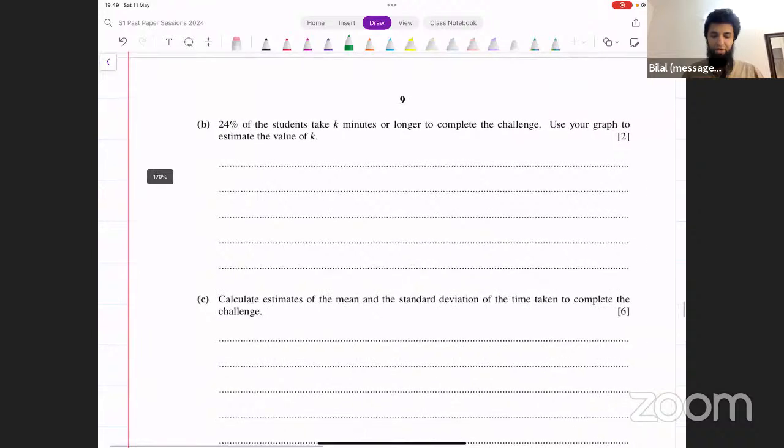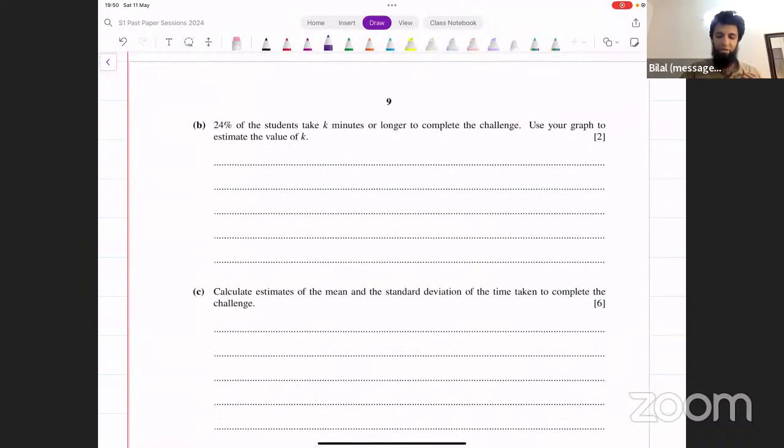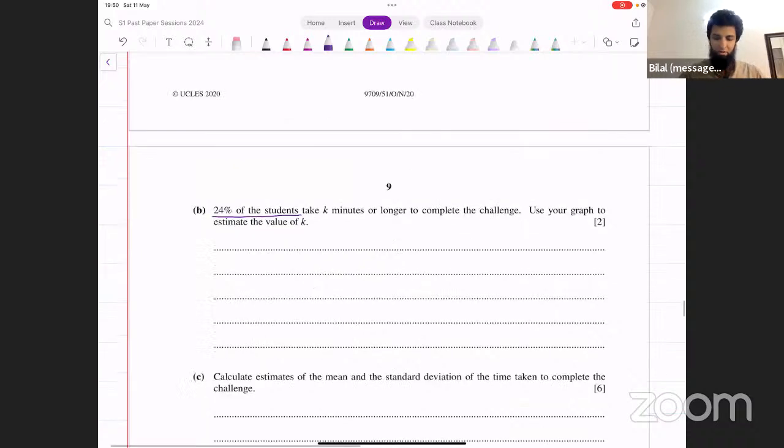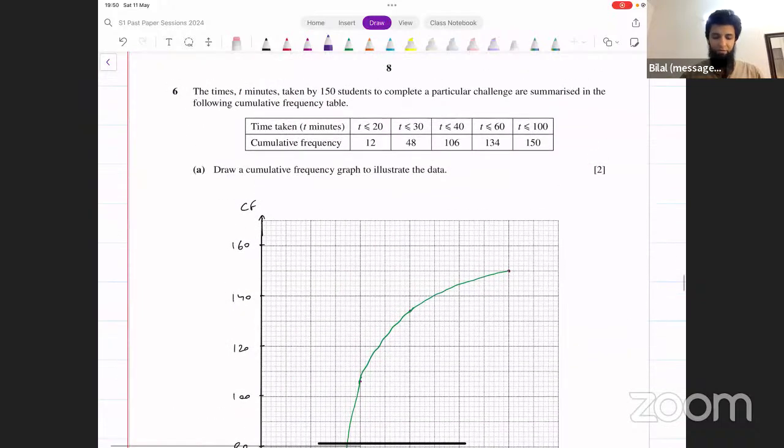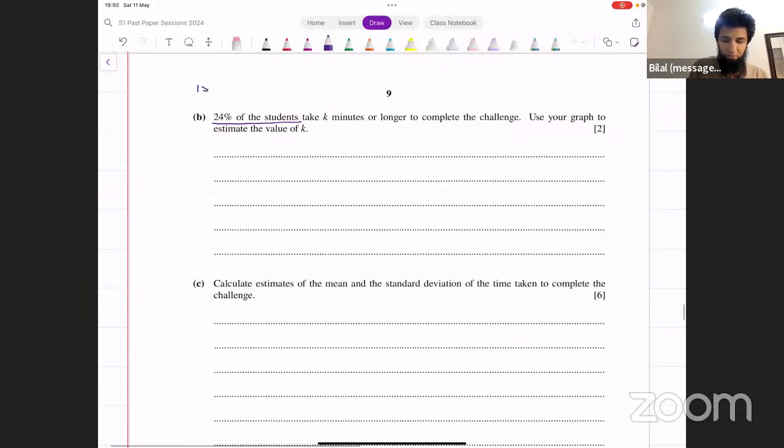Now it says 24% of the students take K minutes or longer. Okay, 24% of students. Let's focus on that first of all. How many students do we have in total? We have 150 students in total. What is 24% of that? What's 24% of 150? 150 into 0.24, that's giving me 36. 36 students take K minutes or longer to complete the challenge. Use a graph to estimate the value for K.